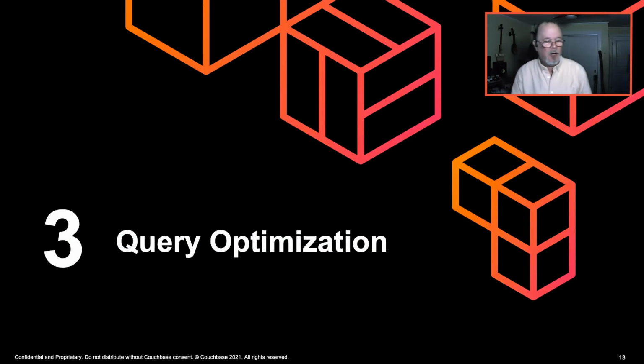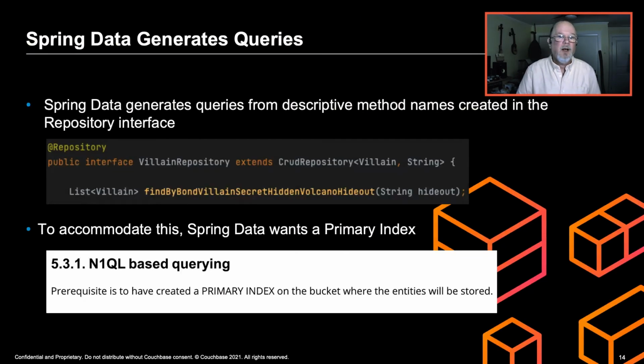So that's it for document optimization. Now we're going to go with query optimization. Spring Data, one of the benefits of it is it will generate queries for you from just descriptive method names that you create in your repository interface. Because it's generating these queries, one of the requirements in the Spring Data documentation is it wants a primary index on the bucket that you're running Spring Data against.